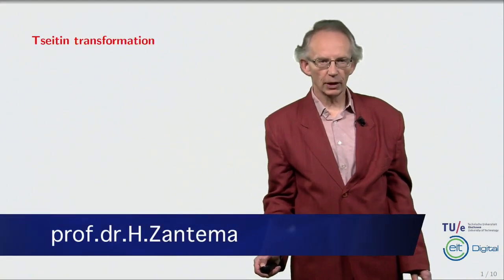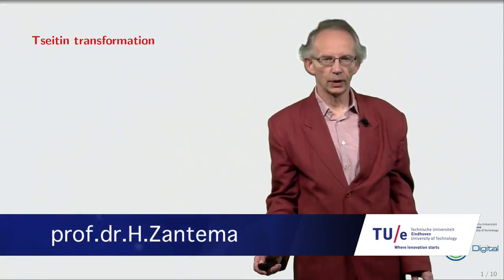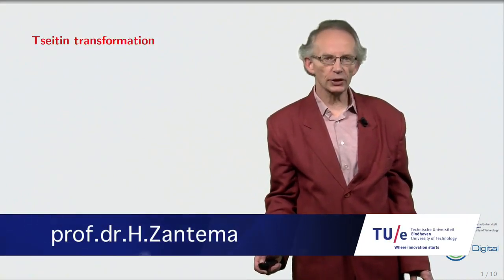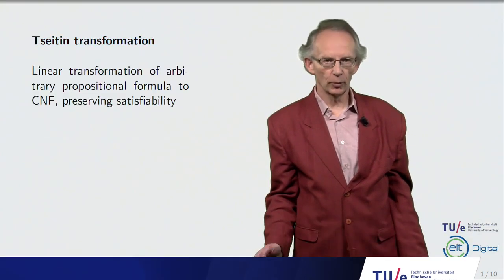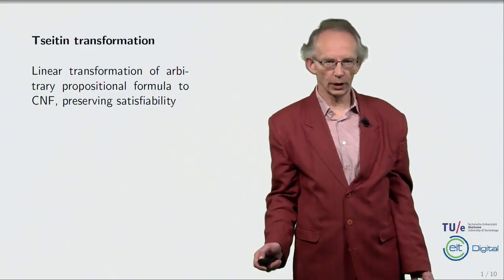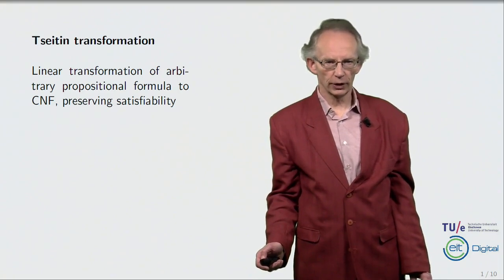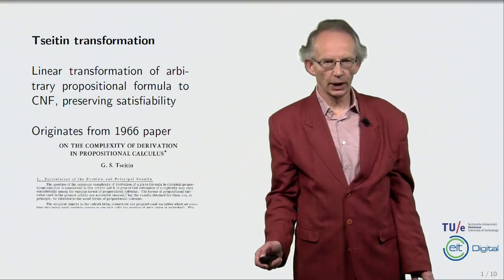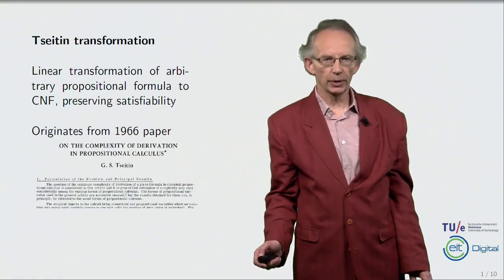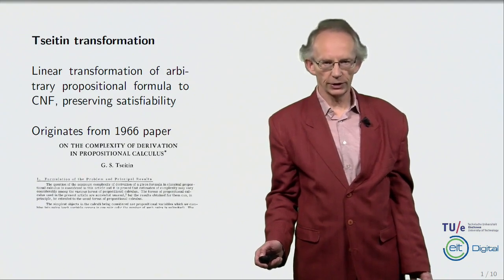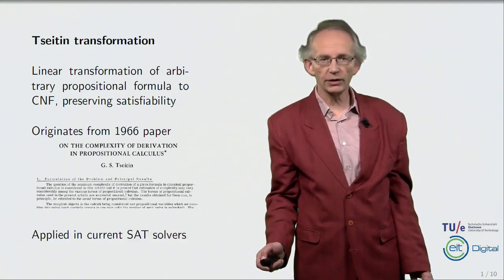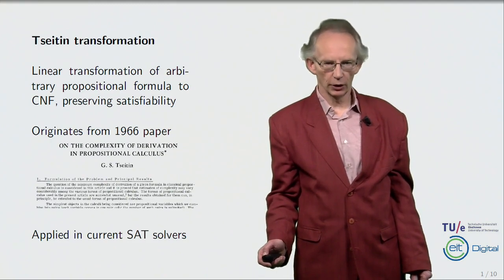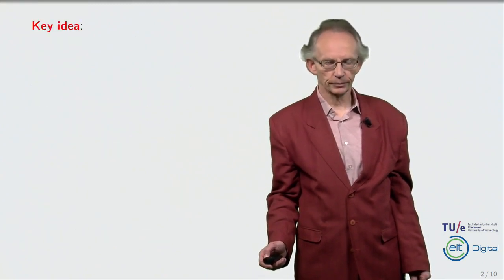This lecture is about the Tseitin transformation. The Tseitin transformation is a linear transformation from an arbitrary propositional formula to CNF, preserving satisfiability. And it goes back to a paper by Tseitin from 1966. And this Tseitin transformation is used in all current SAT solvers.